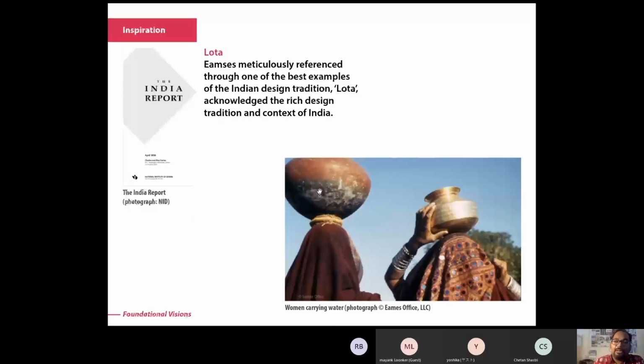They refer to the lota as one of the finest examples of Indian design, which has seasoned through decades and centuries and millennia, and how this particular form has emerged. And this form, I think, is present across the countries, across the continents, in fact in all the Eastern cultures.